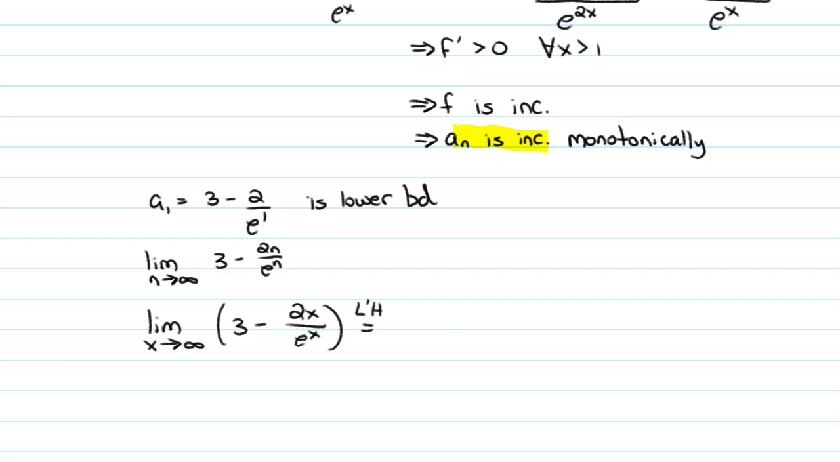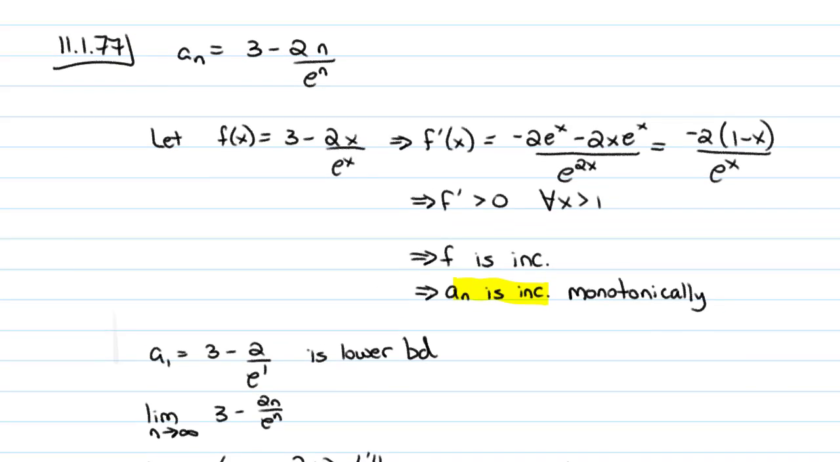So this is going to be 3 minus 2 times the limit as x goes to infinity. Derivative of the numerator is 1, derivative of the denominator is e to the x, and you can see that tends to 0, so that's just 3. So this is an upper bound.